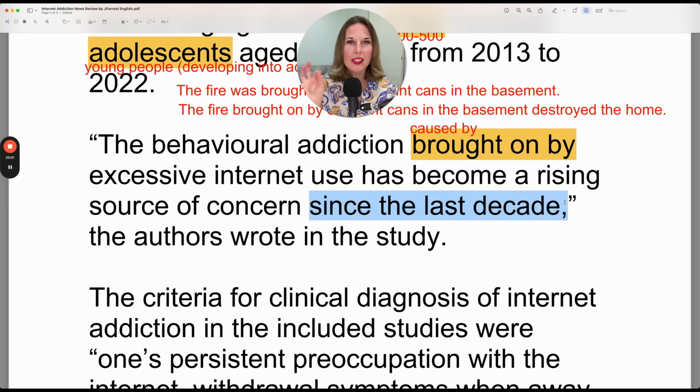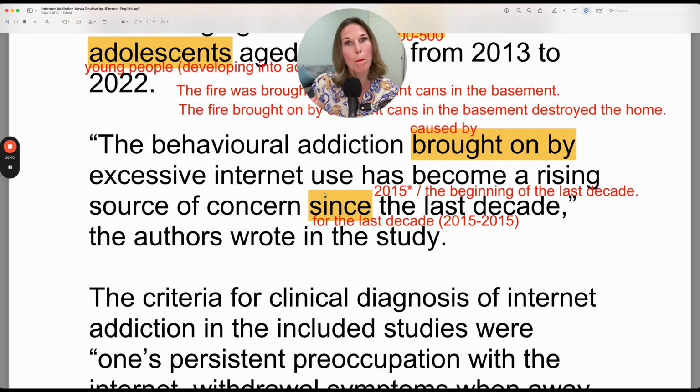Let's review this, since the last decade. We use since for a starting point in time. So even though they wrote the last decade, the only way this is grammatically correct is if it represents a starting point in time. So the last decade is a period of 10 years. So 2015 to 2025, assuming the year right now is 2025. So the only way this is correct is if it's since 2015, because since is only used with the starting point in time.